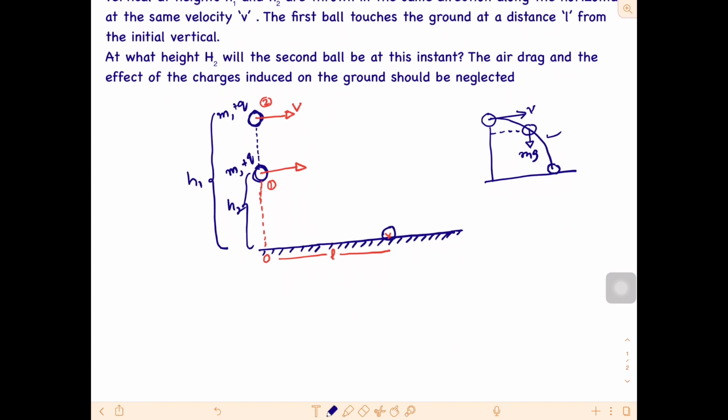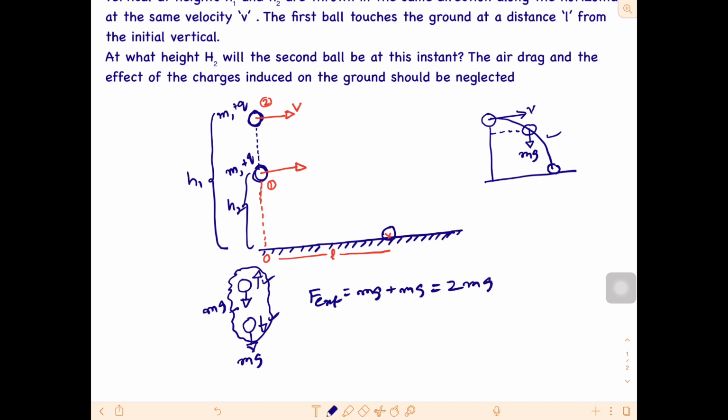But that's where the center of mass idea helps. Let us see. When I consider these two balls as one system, whatever electric force they apply to repel each other will become the internal force. This is the system. So these two forces become internal, and the weights will become external. This is mg, this is mg. So the total F external on the system will be mg plus mg, which is 2mg in the downward direction.